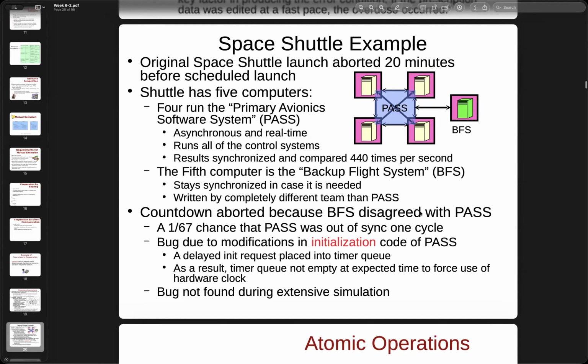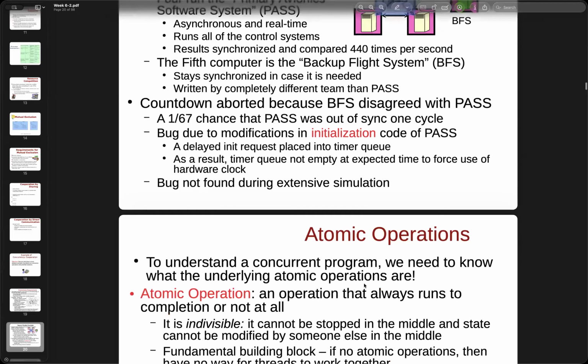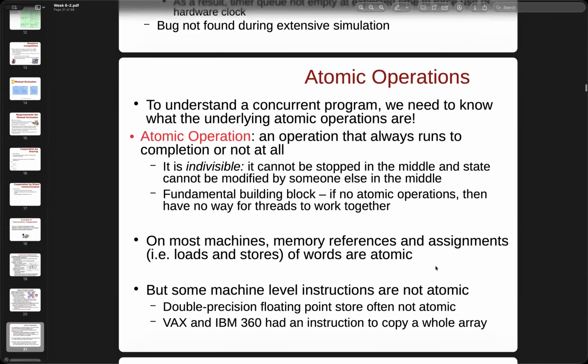Here's the thing: they don't agree, because they're not synchronous. And we talk about atomic operations right here. To understand a concurrent program, we need to know the underlying atomic operations. For an atomic operation, we always say it runs to completion or not at all, and it's indivisible. So it cannot stop in the middle and cannot be modified by someone else in the middle. It's also the fundamental building block. If we don't have any atomic operation, threads have no way to work together.